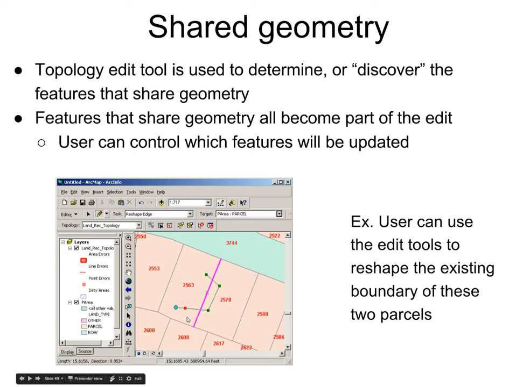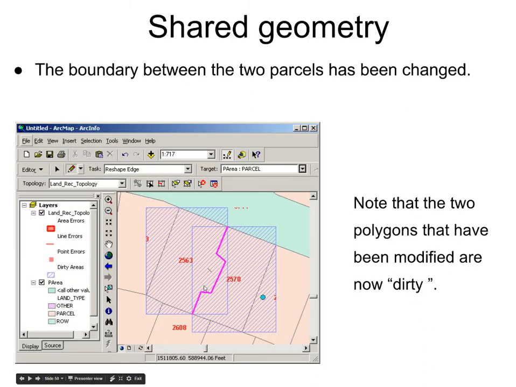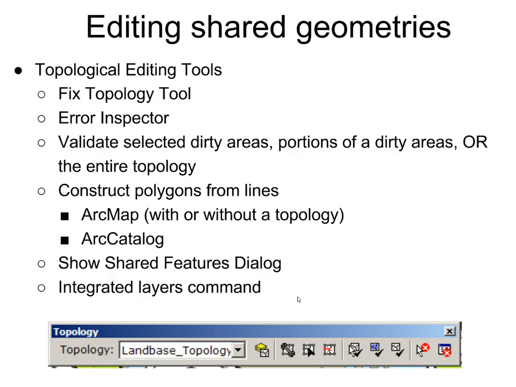So with this tool, when you edit that, keep in mind this line, this fuchsia selected line, that's the color selected when you select coincident shared boundaries. There's two lines there. They're coincident. And so when you reshape it, it reshapes both of the lines. The area becomes dirty again, and it has to be revalidated. So the boundary between the two parcels has changed, but both coincident lines were edited.